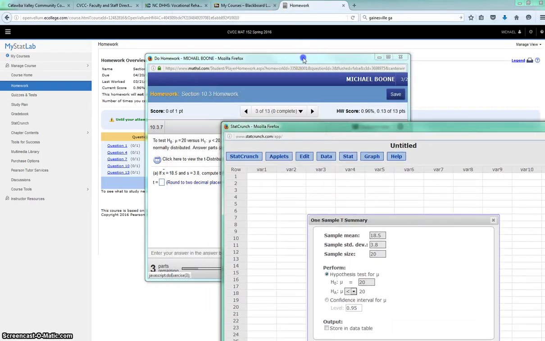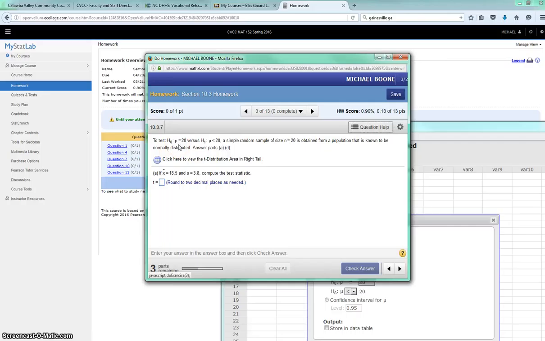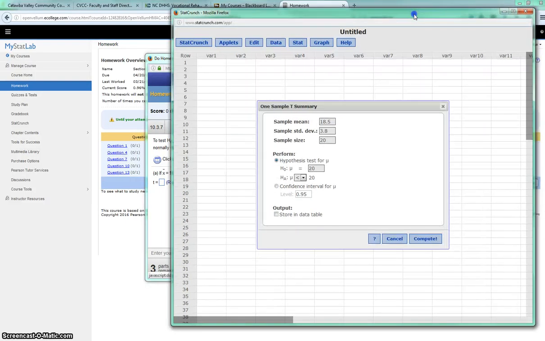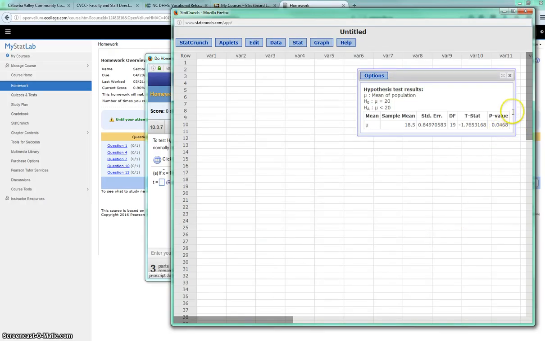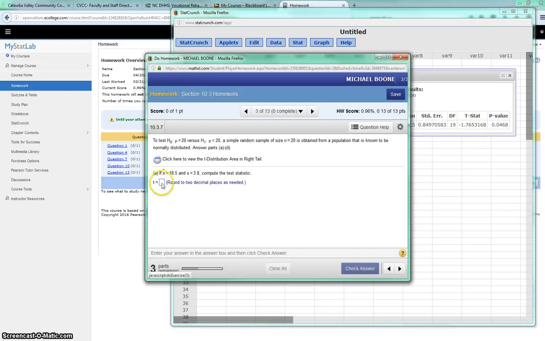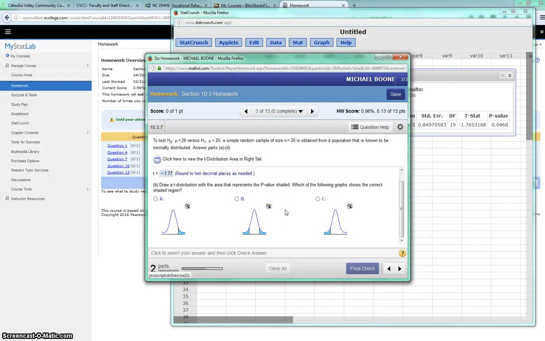So again, let's look at the question. Here's our null hypothesis: mean is 20. Alternative is that it's less than 20. And we're just computing a test statistic. So we have all our information and we hit compute. Well, this is our p-value we talked about last time. If the p is low, the null hypothesis has to go. But here's my test statistic. It's right next to my p-value. So negative 1.77, if I'm going to 2 decimal places, is my test statistic. That's something that we could use to compare to our critical value.